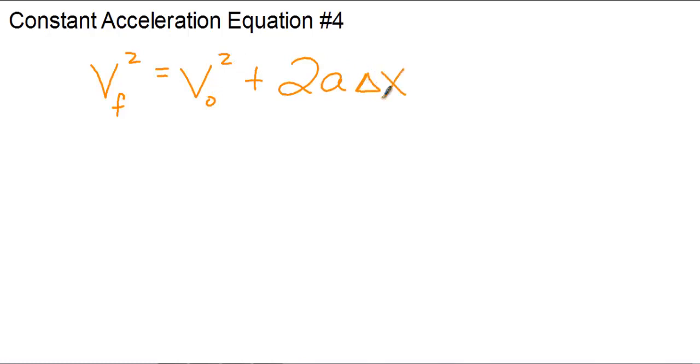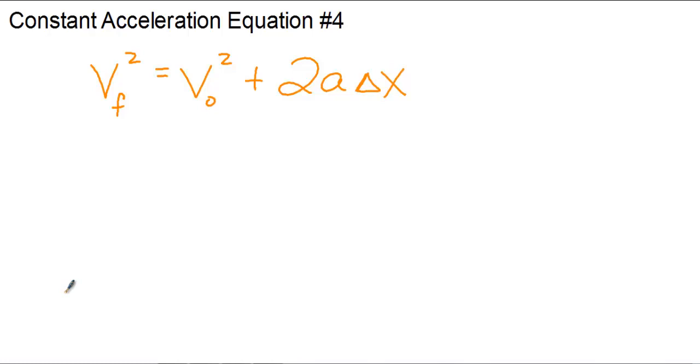Our last of the big four I'm not going to derive for you right now. We'll see later on in the semester. We could derive it now, but we're not going to worry about it. It's a lot of algebra. I think it's pretty nitpicky. We'll see this one later on multiple times. And that equation is that vf squared equals v naught squared plus 2a delta x.